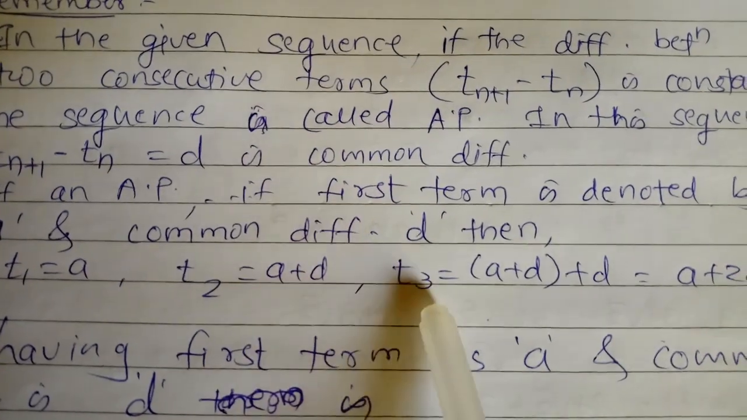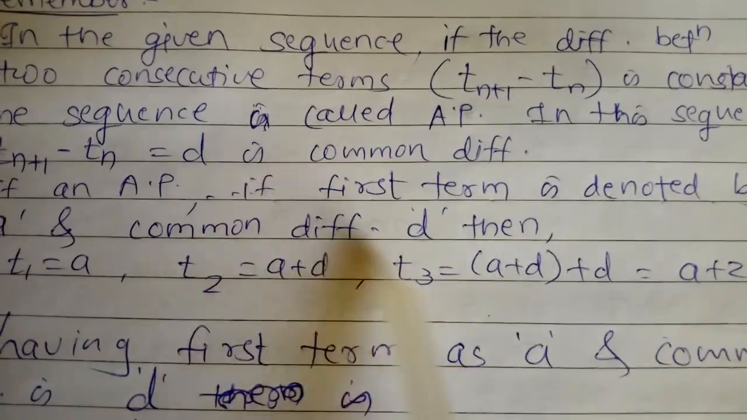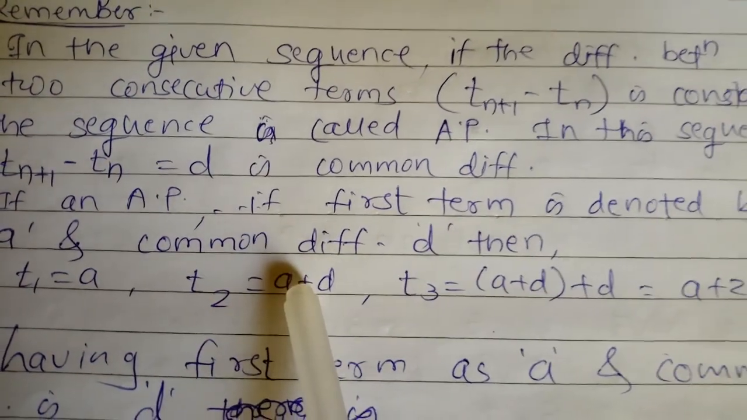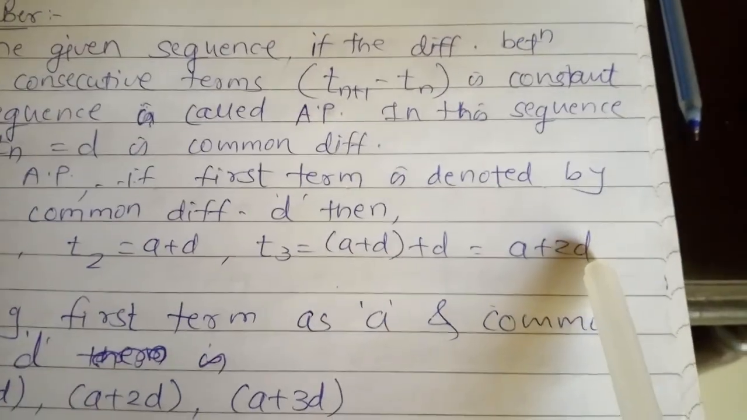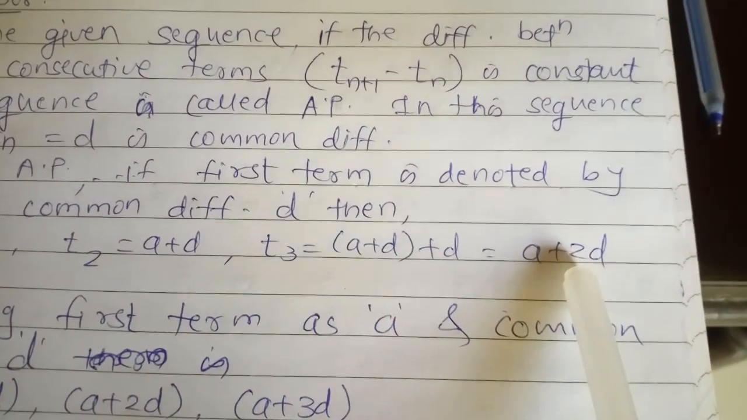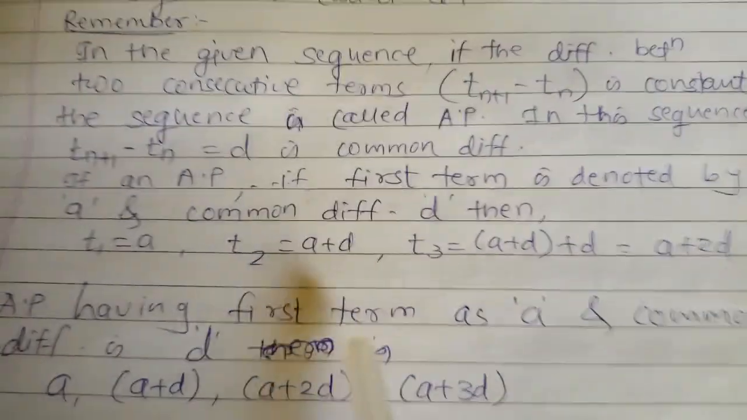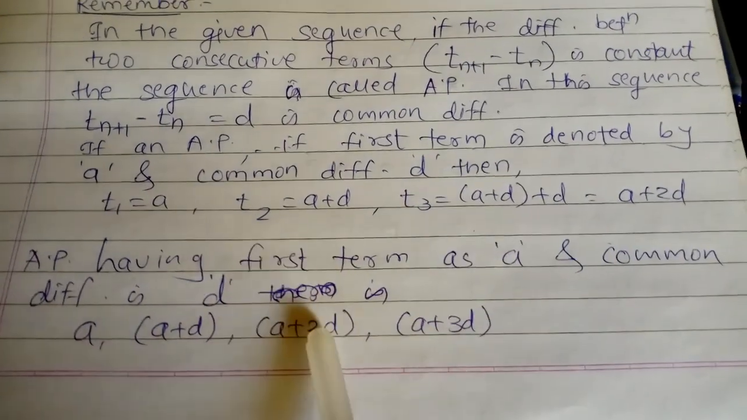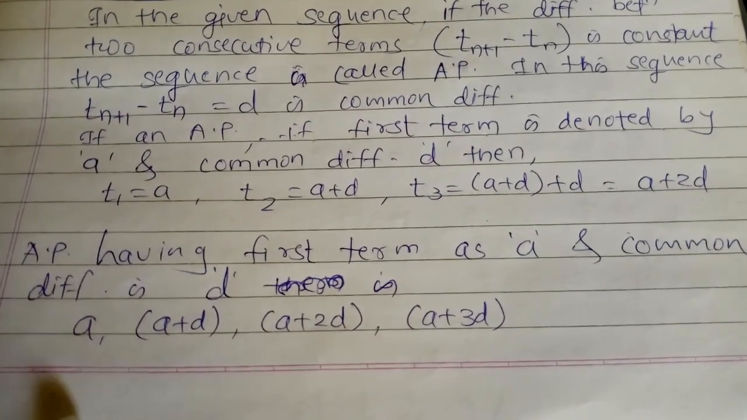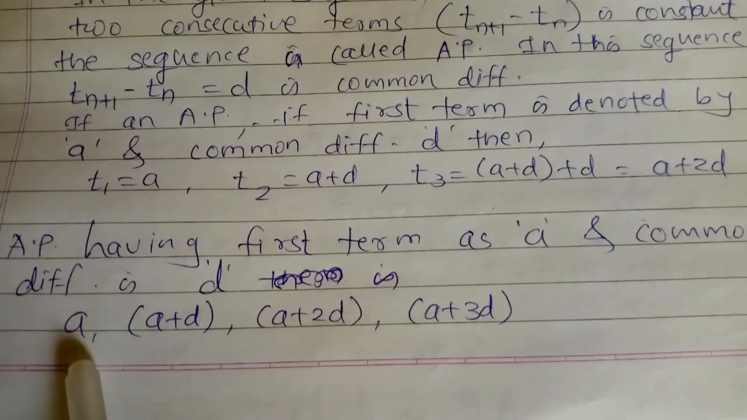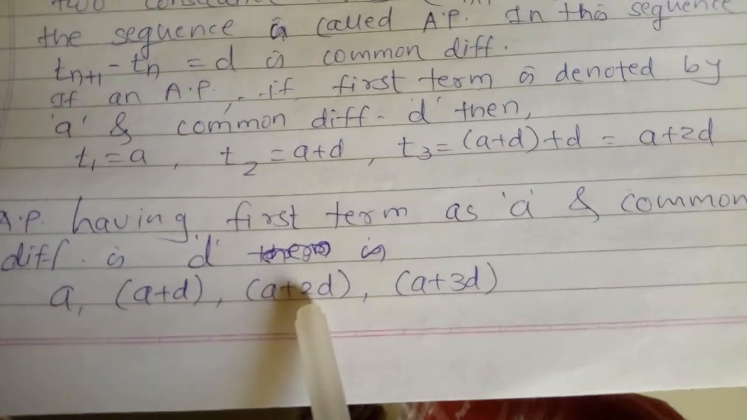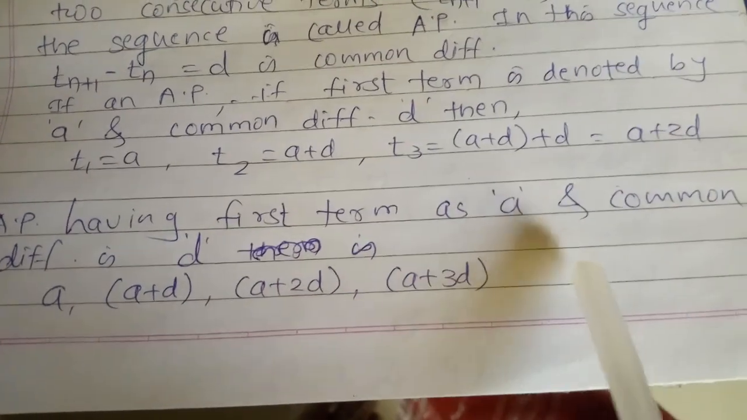For getting the third term, we have to add d, that is the common difference, to the previous term, and similarly we get the third term by taking a plus 2d. So an AP having the first term a and common difference d is given like this: the first term is a, the second we get by a plus d, the third we get by a plus 2d, next a plus 3d, and so on.